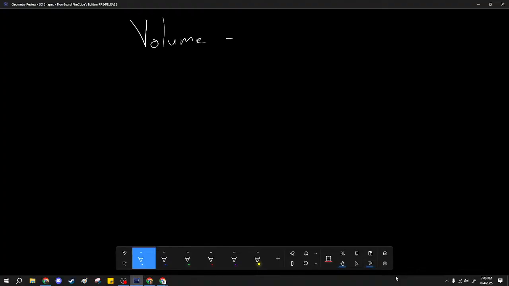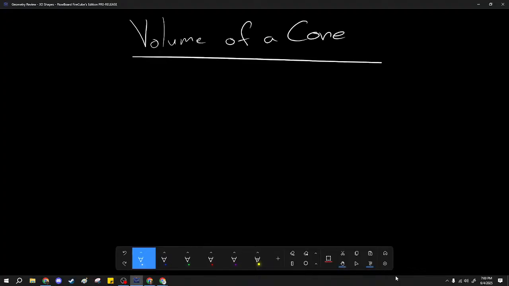Volume of a cone. So a cone, I know you guys have seen traffic cones or those stupid little paper water cones that they give you at dumb events where they're like, here's your soda, and it's lukewarm soda in a little plastic cup. Anyway, here's a cone.